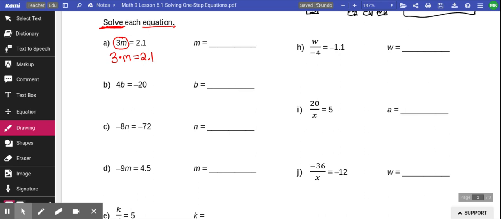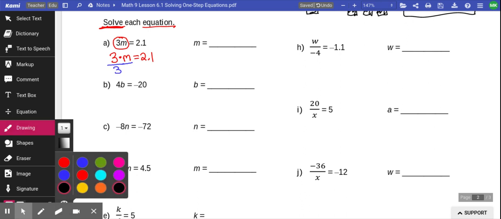If I want to somehow get rid of that 3, I need to do the opposite operation. If it's being multiplied, the opposite of multiplication is division. So I'm going to divide by 3. And when I divide by 3, those 3's will cancel out. But what I do to one side, I have to do to the other. So I also have to do 2.1 divided by 3.